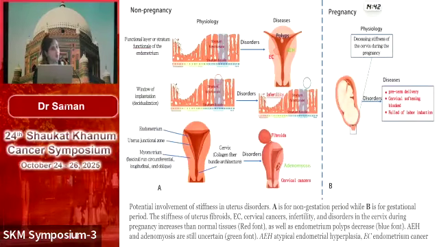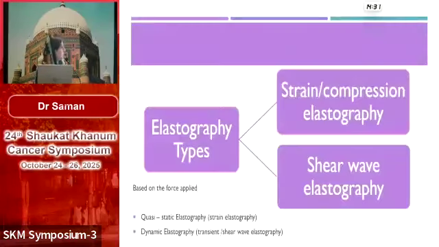In case of polyps, the stiffness decreases. And for adenomyosis and for atypical endometrial hyperplasia, the stiffness varies. Like we get variable results, right?